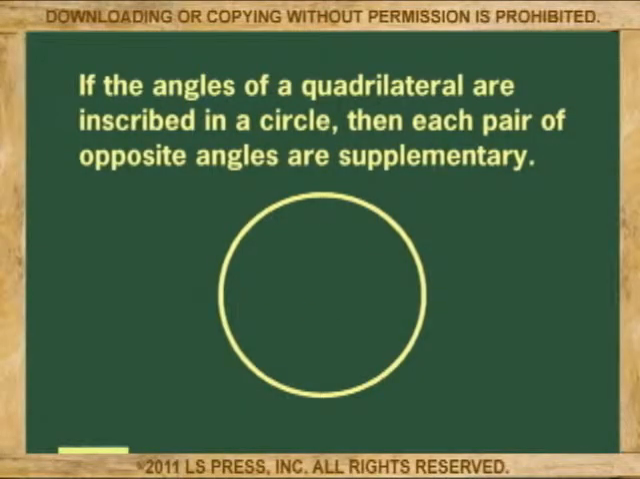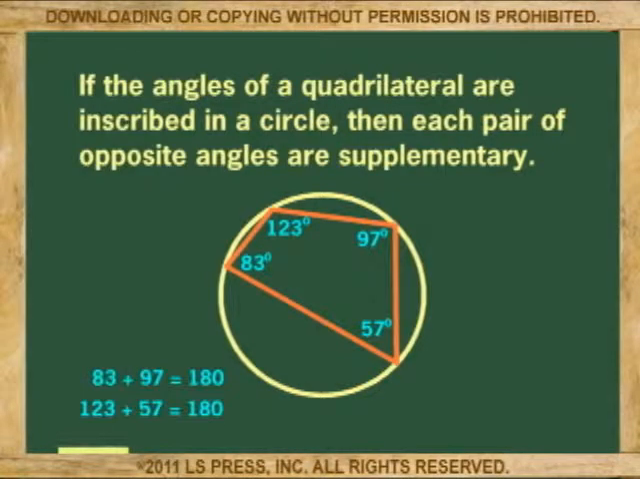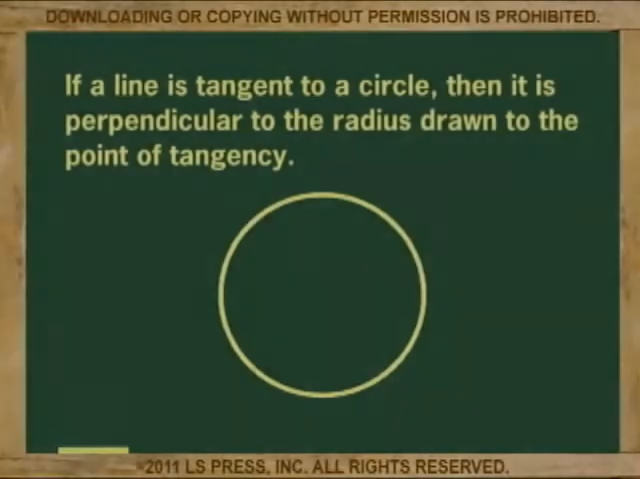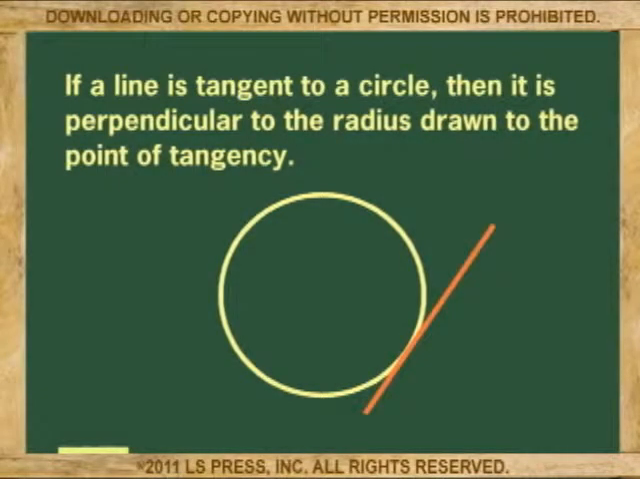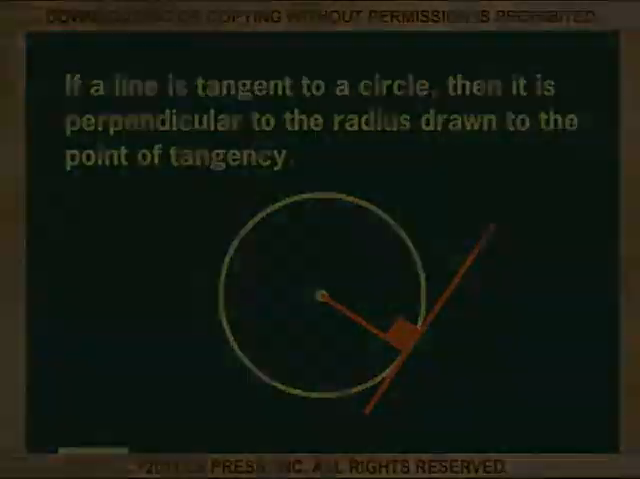If the angles of a quadrilateral are inscribed in a circle, then each pair of opposite angles are supplementary. If a line is tangent to a circle, then it is perpendicular to the radius drawn to the point of tangency.